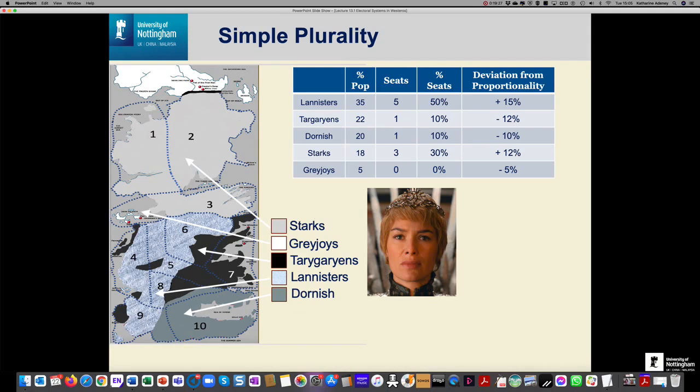So, who is going to form the government in this scenario? The Lannisters have 50% of the seats, but that's not going to be enough. So what you would probably end up with is an alliance between the Lannisters and the Dornish, which would give them a majority of 60% of seats. It's possible you could have the Lannisters and the Starks coming together instead, which would give them a bigger majority of 80% of the seats. But then the Lannisters would have to make serious concessions to the Starks, in a way that they probably wouldn't have to with the Dornish, because the Dornish are a weaker coalition partner.